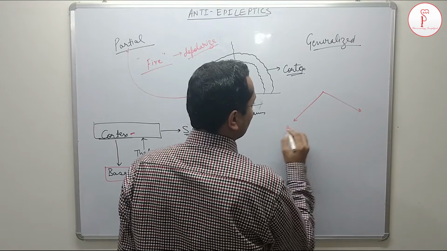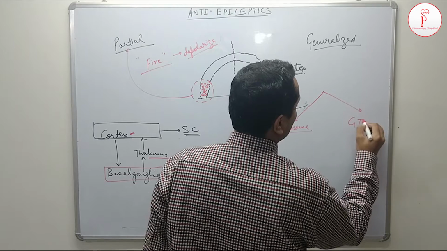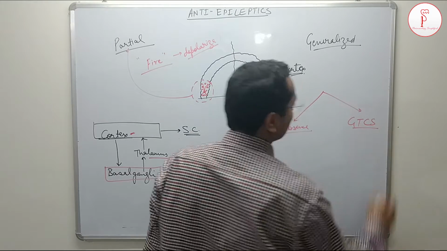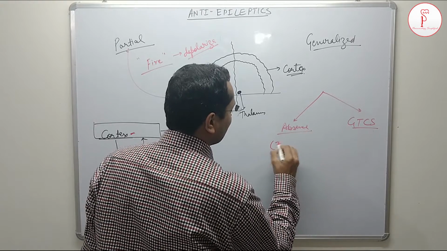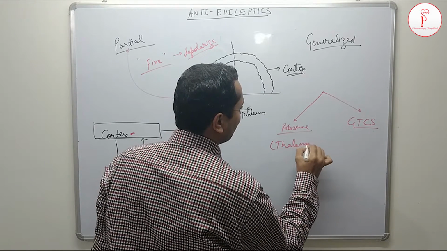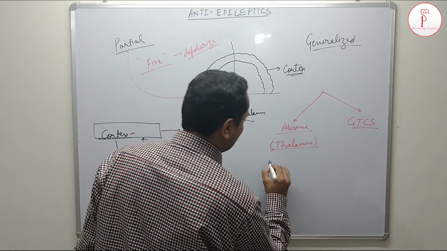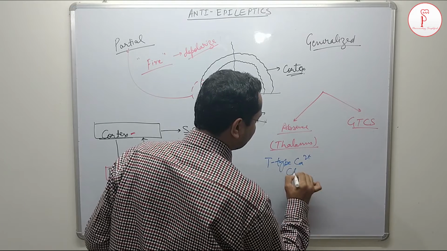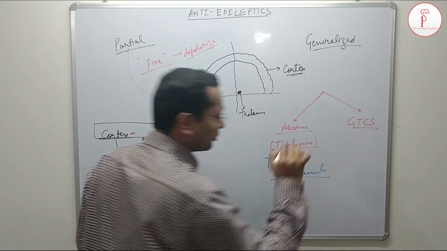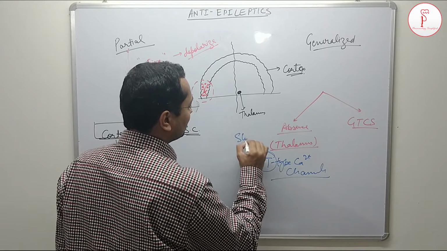There are two major types: absence seizures and generalized tonic-clonic seizures, GTCS, right? So in the absence seizures, I told that they occur only in the thalamus. And remember, the thalamus has T-type calcium channels. T is for transient, which means they are slow channels.